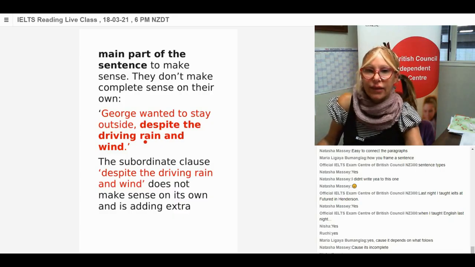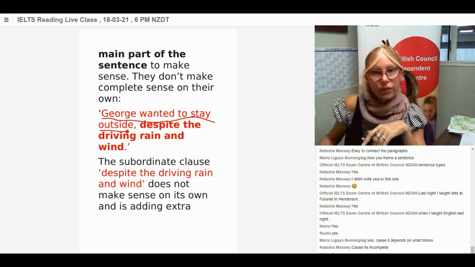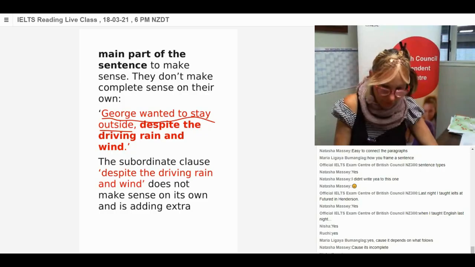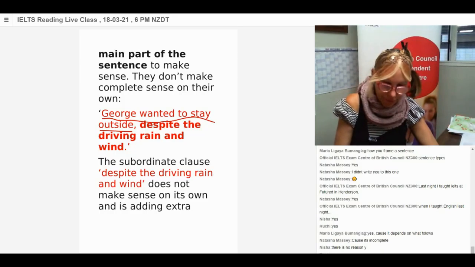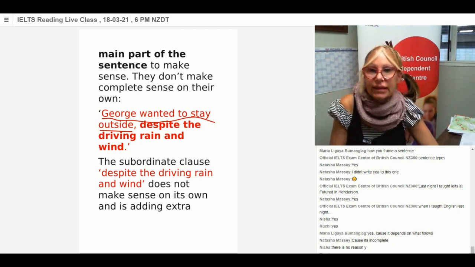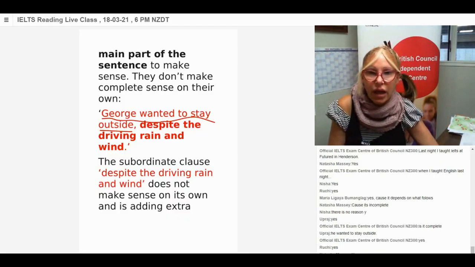Now, can you see that this first part of the sentence that I'm underlining here, George wanted to stay outside, is that a complete idea? What's underlined? Is it a complete idea? Yes. Okay, yes it is. Well done. It is a complete sentence and a complete thought. Now, if we look at the other part of the sentence starting with despite the driving rain and wind, is that a complete sentence or a complete thought?